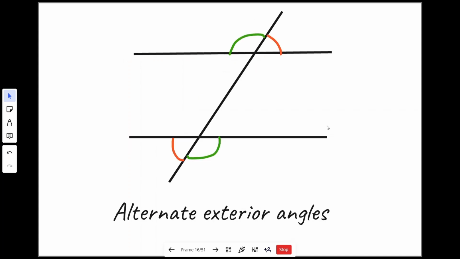Okay, so if we go to the next angle pair, these are called alternate exterior angles. So alternate, again, like we had described before, means that they're on the opposite side of the traversal, and they are exterior angles. So these are the angles that are on the outside of the two lines. So as you can see, that green over there and that green over there, those are alternate exterior angles. And then that red and that red as well are also alternate exterior angles.